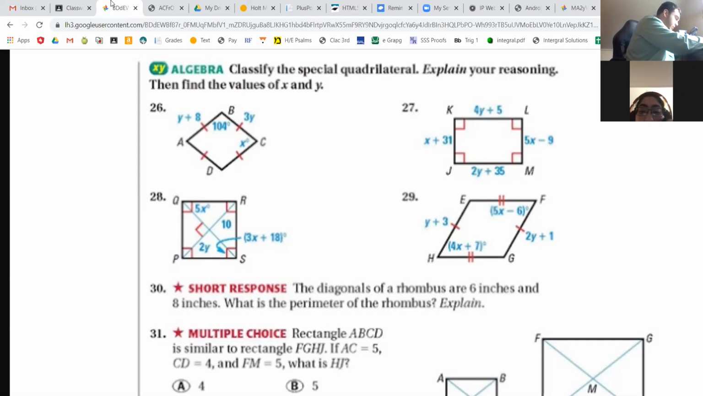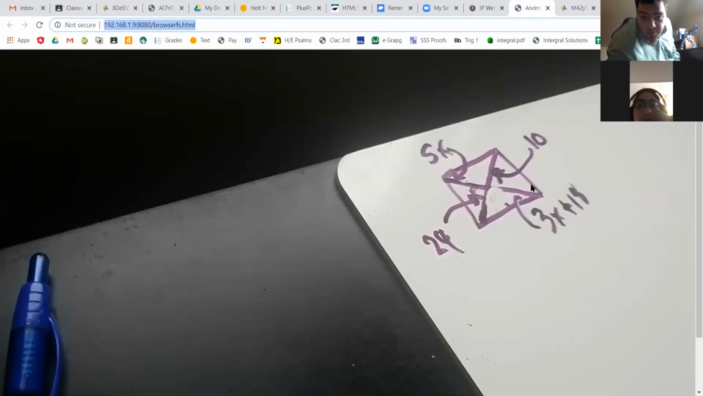you could work. So 3x plus 18, 5x. Is that 5x? Okay, and then it's 24. And then this piece is 10. Okay. So go back, whiteboard up.